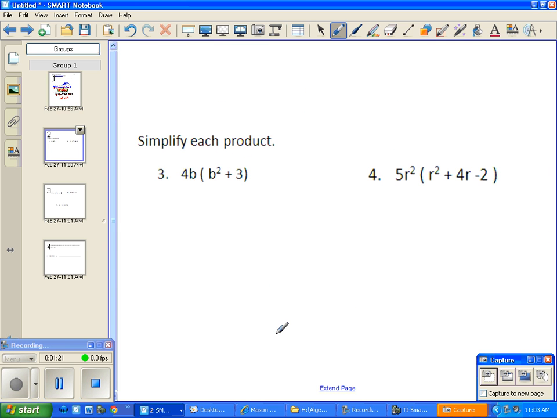Number 3, you've got to distribute. And remember, when you multiply with the same base, you add the exponents. So 4b times b squared is 4b to the third, and 4b times 3 is just 12b, so 4b to the third plus 12b.